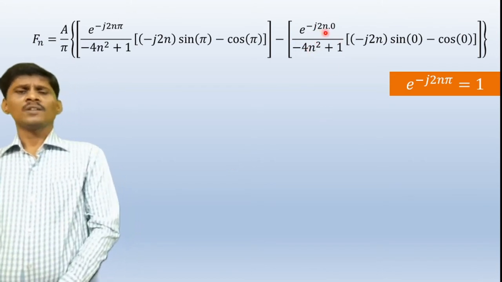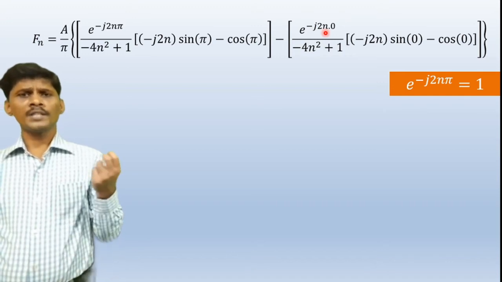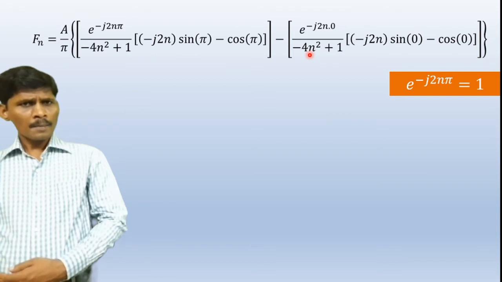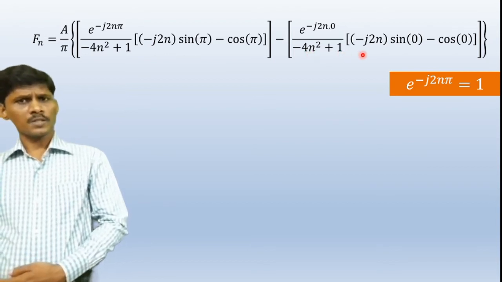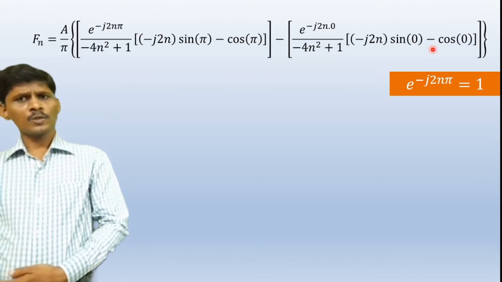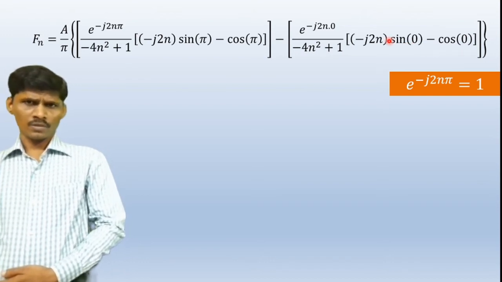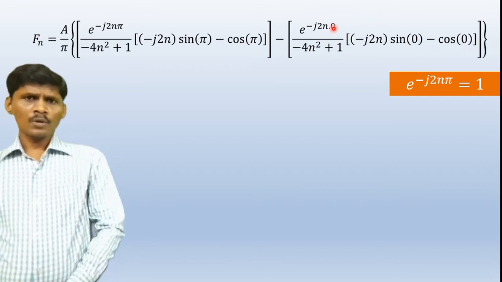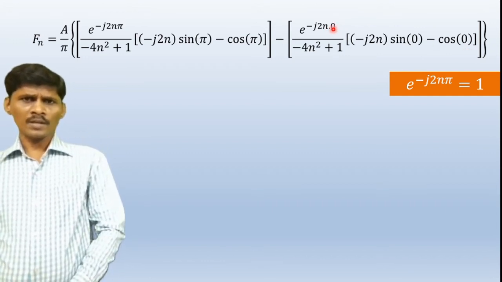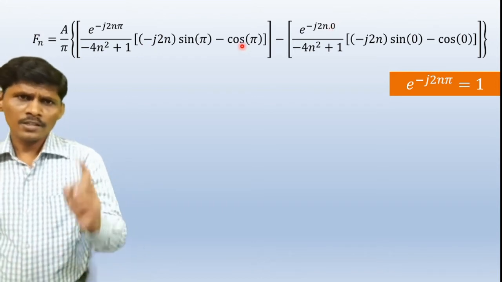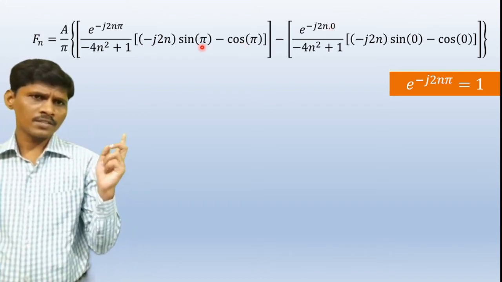The lower value of t is 0. e power minus j 2n 0 by minus 4n square plus 1, into minus j 2n sin of 0 minus cos of 0. Sin 0 is 0, cos 0 is 1, e power minus j 2n 0, e power minus 0 is 1. Cos pi value is minus 1, sin pi value is 0.